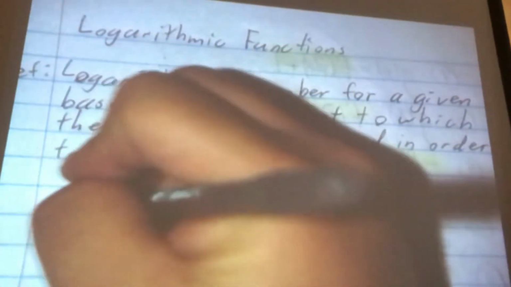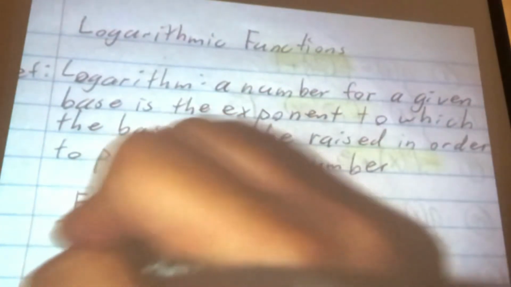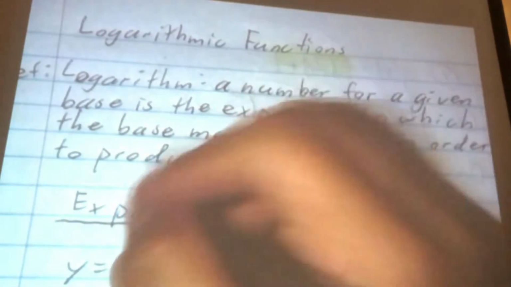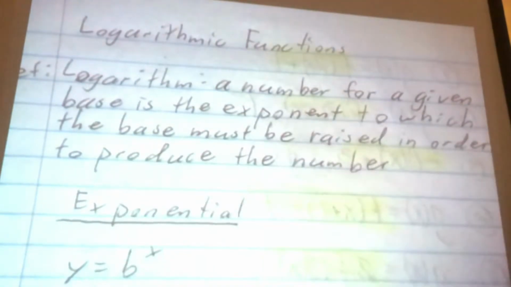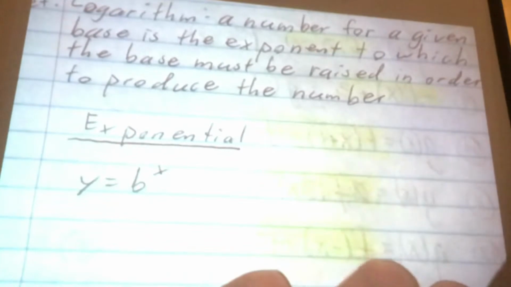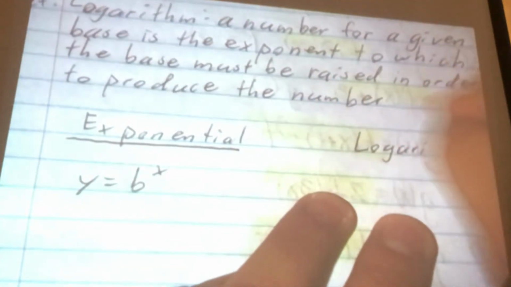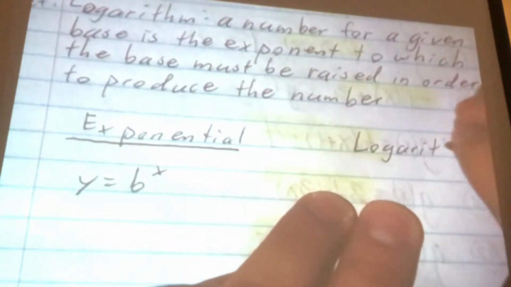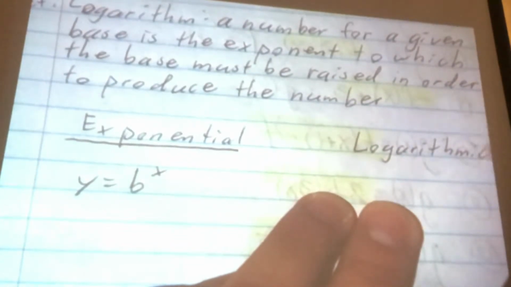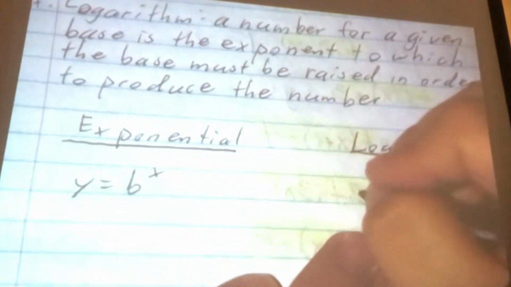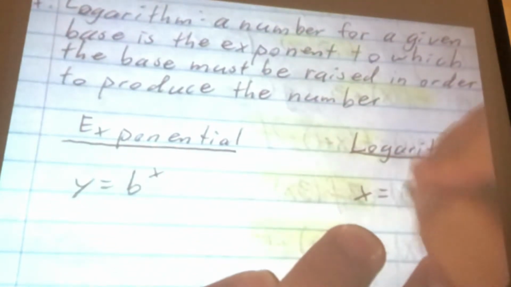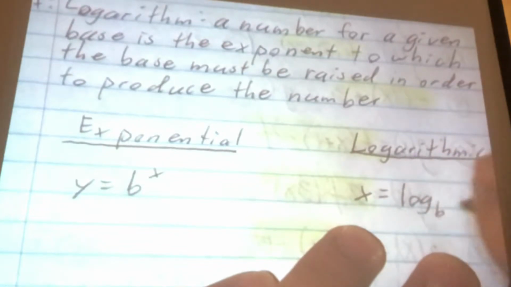So what is my basic exponential function? y is equal to what? b to the power of x. So for my logarithmic, because exponential and logs, they go hand in hand, logarithmic, this is x is equal to log base b of y.